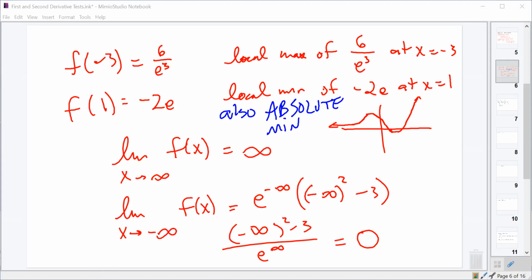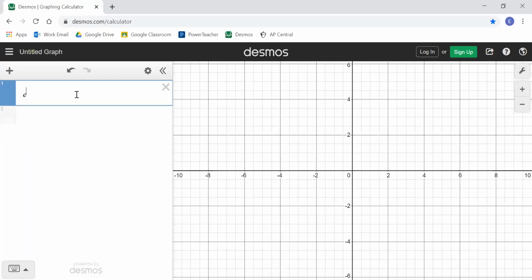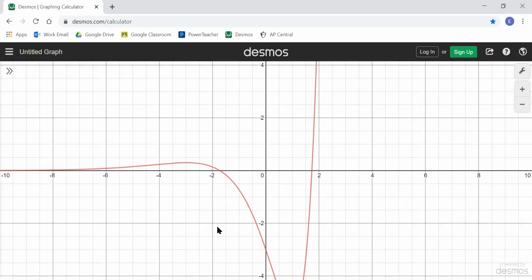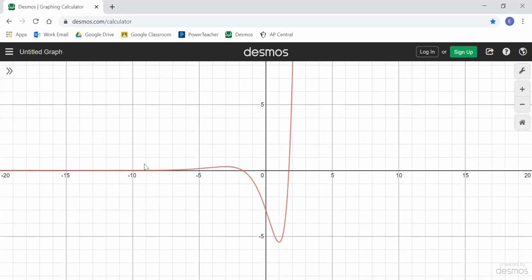And let's, just for fun, let's take a look at the graph of this on Desmos. We had e to the x times x squared minus 3. And that's basically what we had, right? We had this function that as we approached negative infinity was approaching a horizontal asymptote. It had this little bump up here that made it a local max, it dropped down to a local and an absolute min, and then it increased afterwards. Right? Good or no?